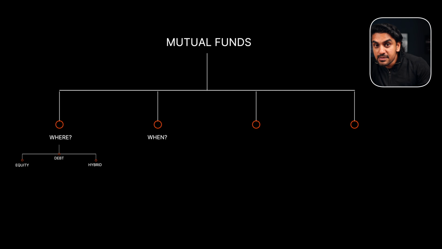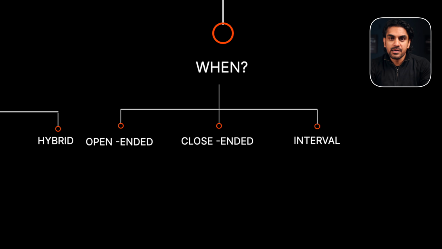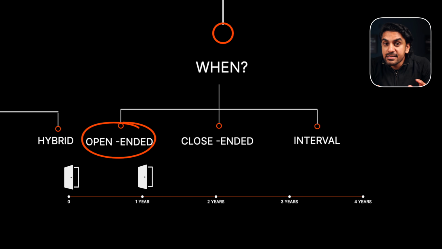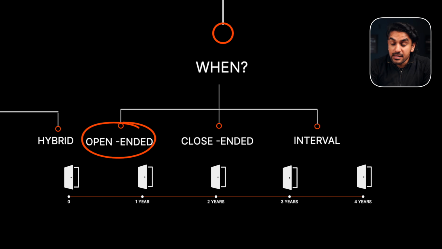Mutual funds can also be classified based on when you can buy and sell them. There are open-ended funds, closed-ended funds, and interval funds. Open-ended funds are the ones in which an investor can enter and exit at any time. They always remain open for sales and repurchase. The fund house can create an unlimited number of units over the lifetime of the scheme as more and more investors buy into that scheme.